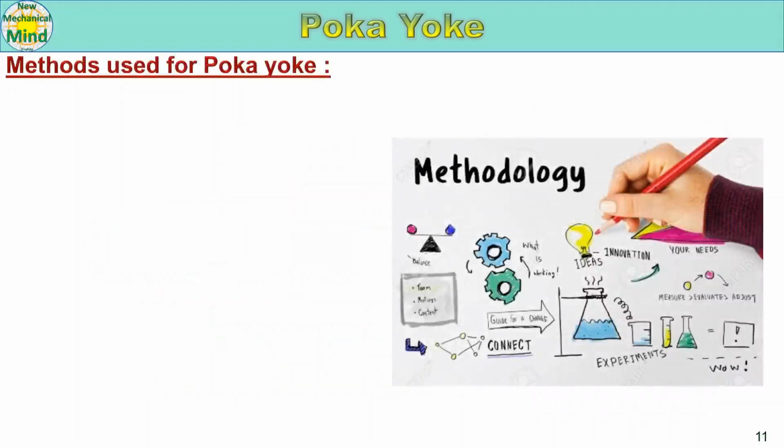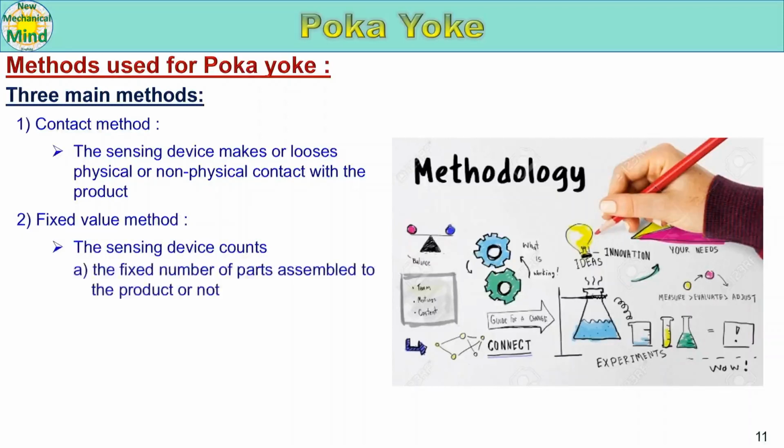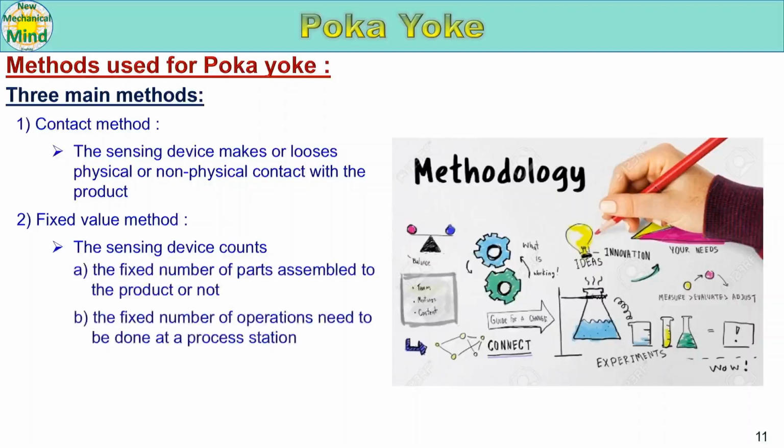Methods used for Poka. Already we saw that Poka works in three methods to identify the errors. First one, contact method. The sensing device makes or loses physical or non-physical contact with the product. This is the concept of contact method. Next, fixed value method. The sensing device counts the fixed number of parts assembled to the product or not. Or the sensing device counts the fixed number of operations that need to be done at a process station. These concepts are used in fixed value method.